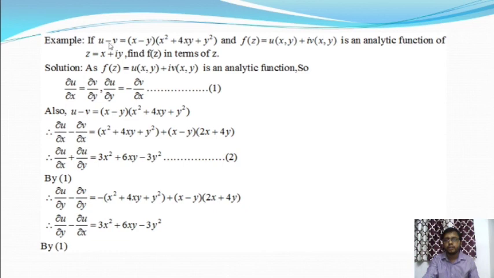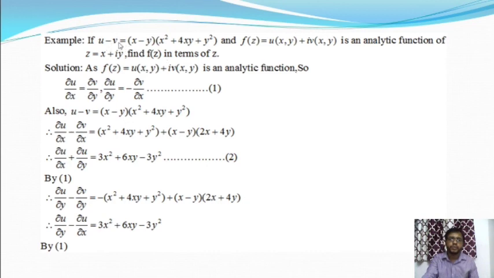If u minus v is equal to x minus y into x square plus 4xy plus y square, and f of z is equal to u of x comma y plus i into v of x comma y is an analytic function of z is equal to x plus iy, then find f of z in terms of z.